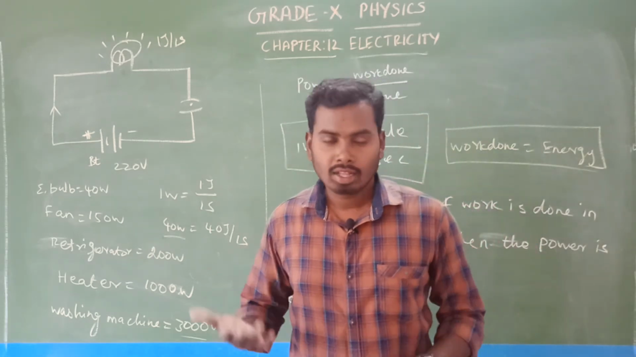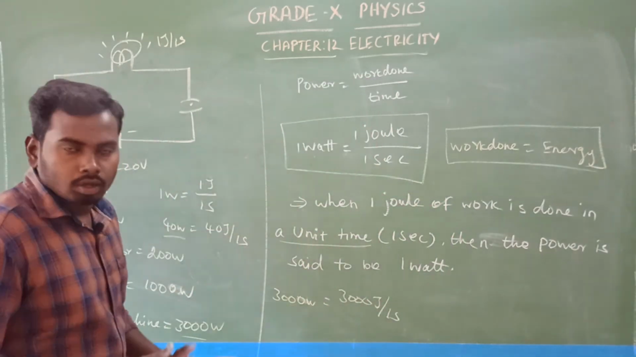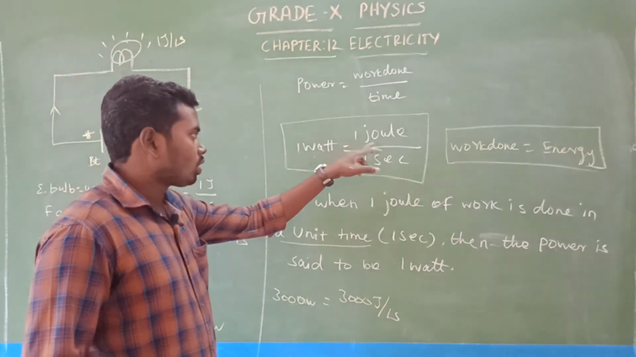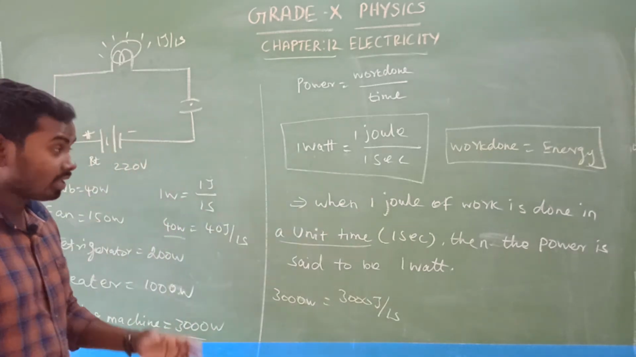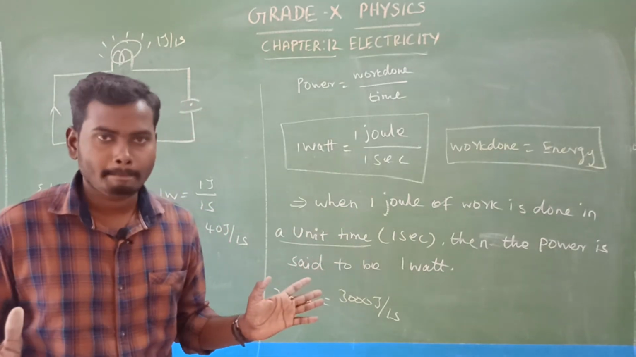Is that clear? That is called 1 watt. Is that clear, students? Very easy. So 1 watt is equal to 1 joule divided by 1 second. Very easy. Don't panic.